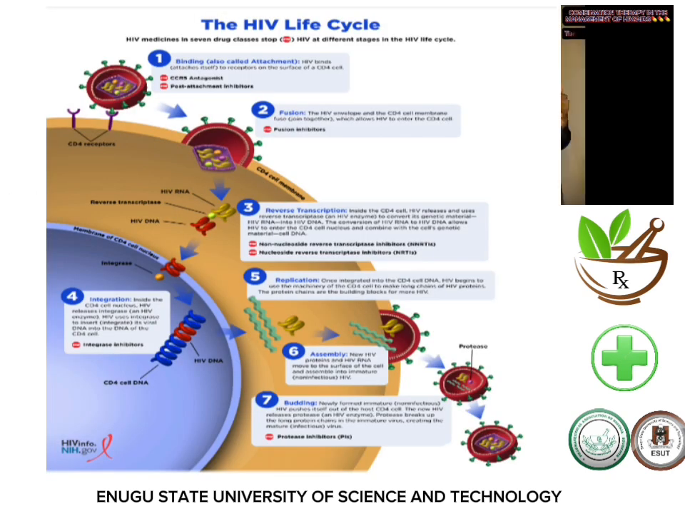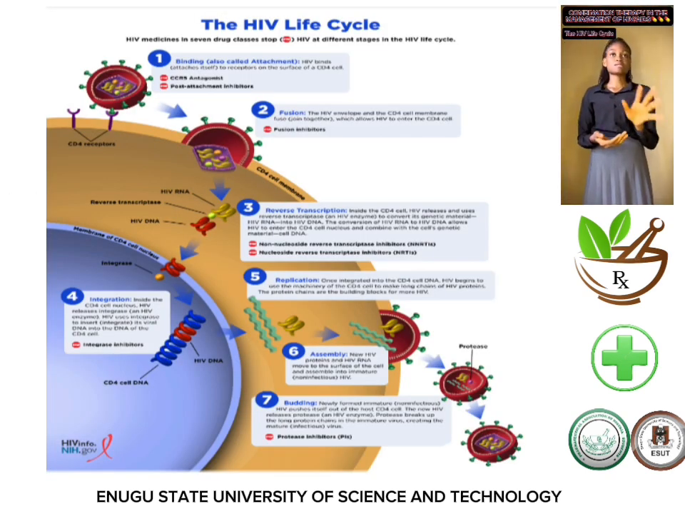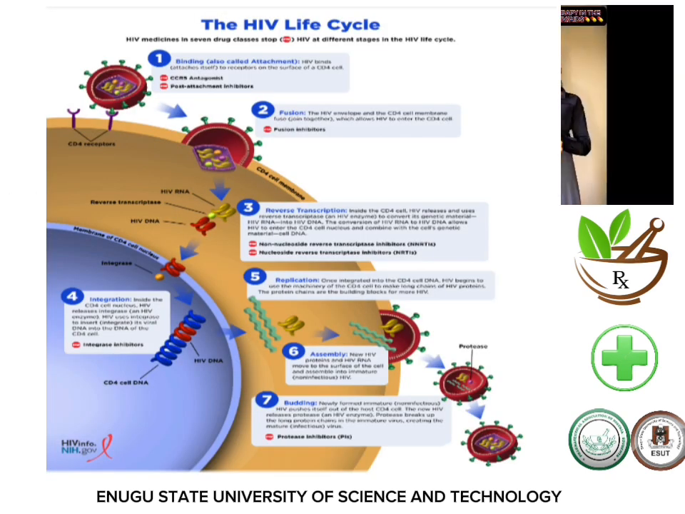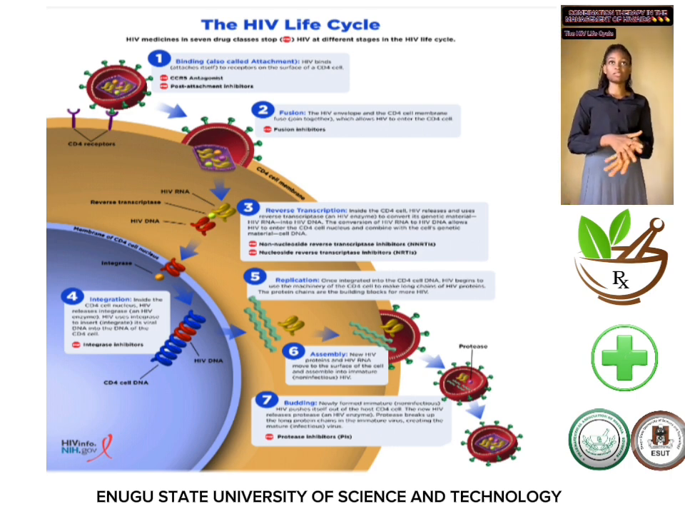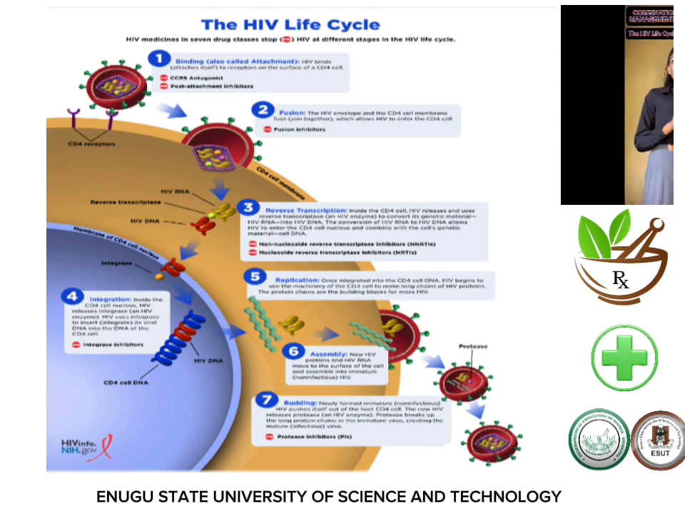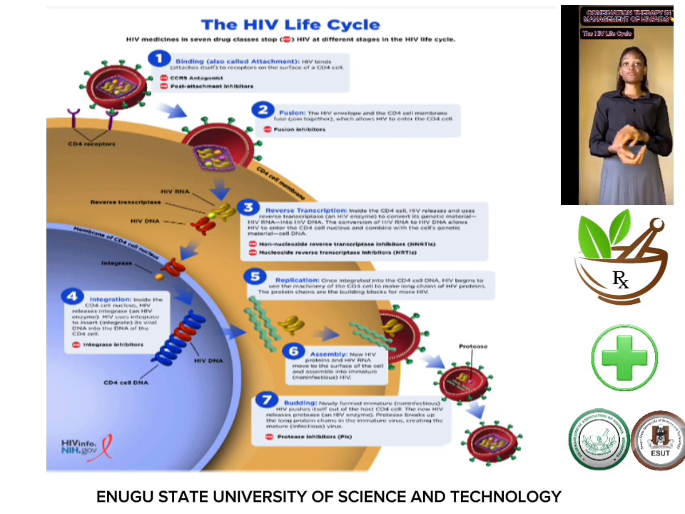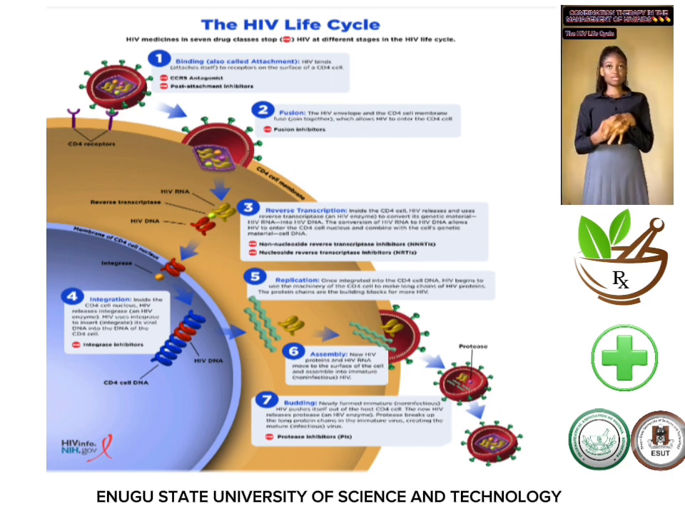So over to the HIV replication cycle. It occurs in 7 steps. The first process in the HIV cycle is the process of binding. Here the HIV binds or attaches itself to receptors on the surface of a CD4 cell. Then they fuse together. This process of fusion allows the entry of the HIV into the CD4 cell.